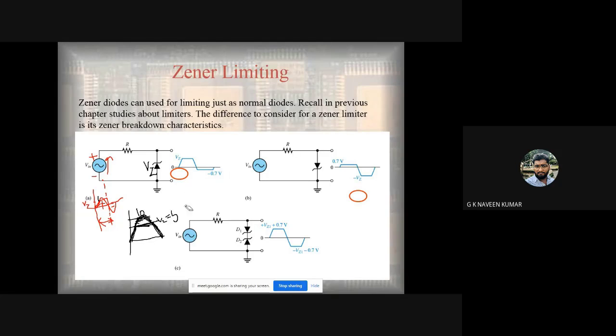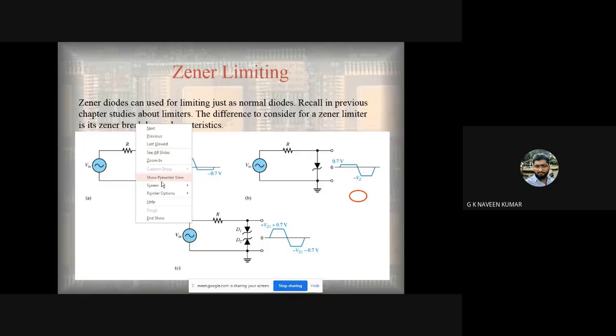Now this is about the positive half cycle. Now coming to the negative half cycle. Let's see the negative half cycle. What happens? This is negative and this is positive. When this is negative, your diode is in forward bias condition, right? Negative is connected to the cathode terminal and positive is connected to the anode. In this condition, your diode is in forward bias.